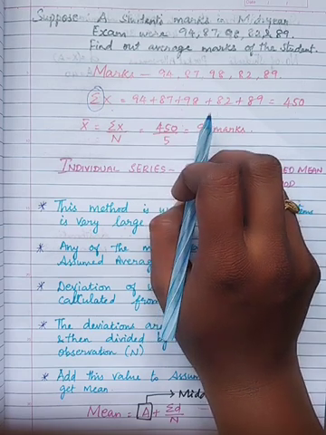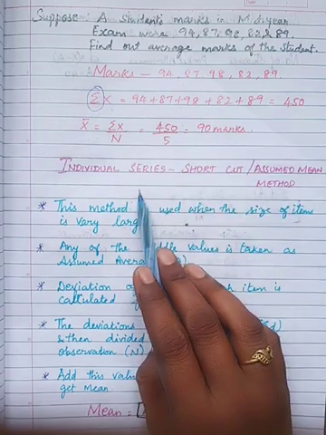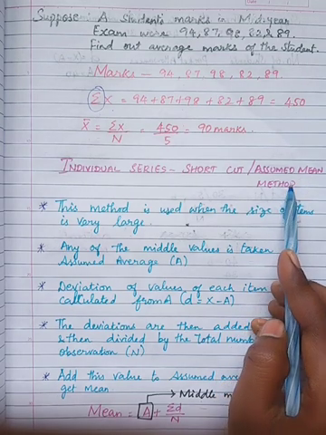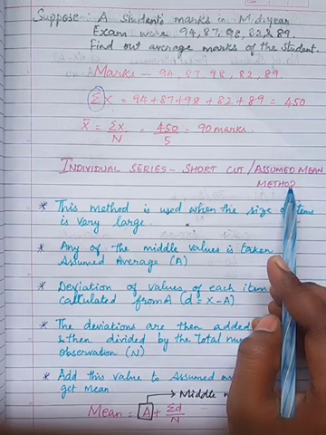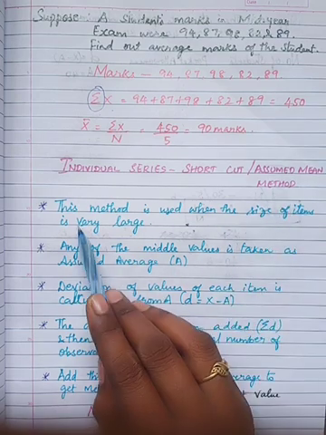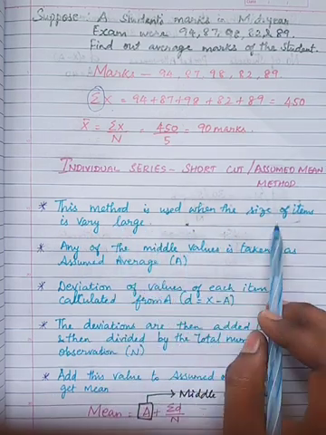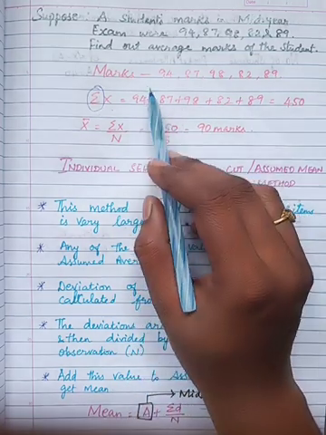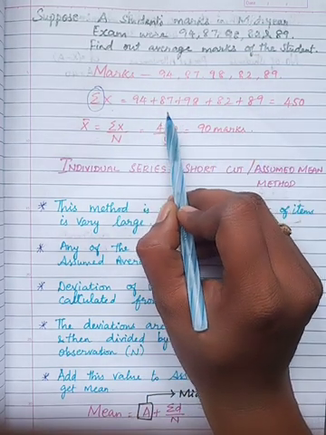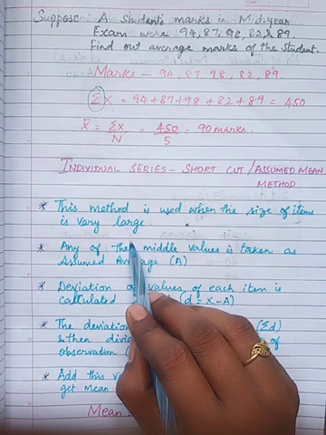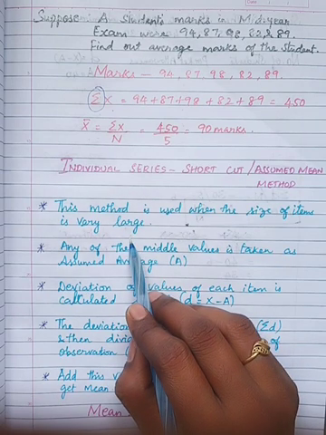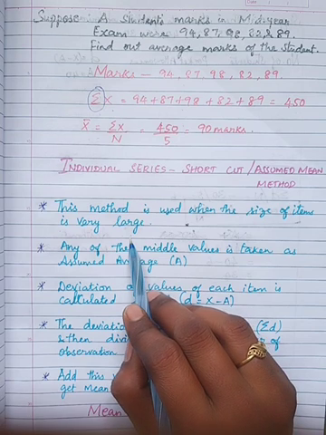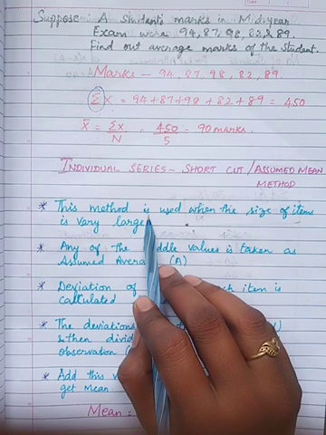Clear, children? Then coming to the next one, individual series with the shortcut or assumed mean method. What is it? Shortcut or assumed mean method. This method is used when the number of items is very large. Compared to the direct method, which is for fewer values, here you get a very large number of values, in the sense of beyond 100 or thousands, and this method can be used.